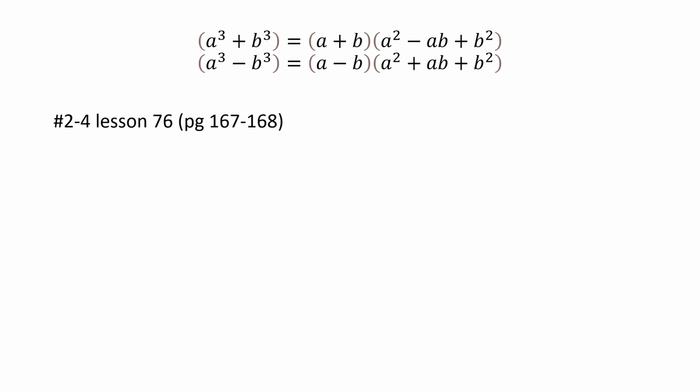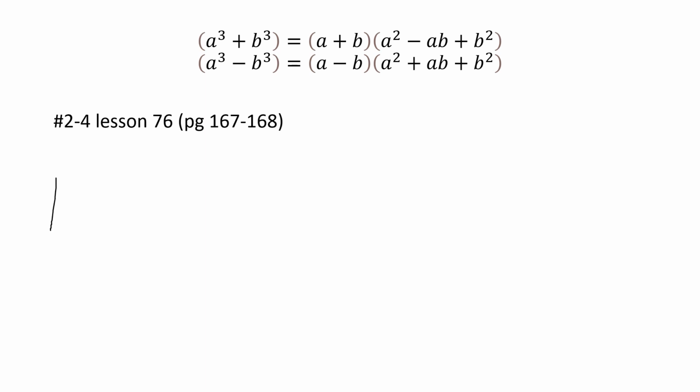You're going to do numbers 2, 3, and 4 on lesson 76. Now, 2 is like this. 3 is just solving systems of linear equations. 4 is solving absolute values.